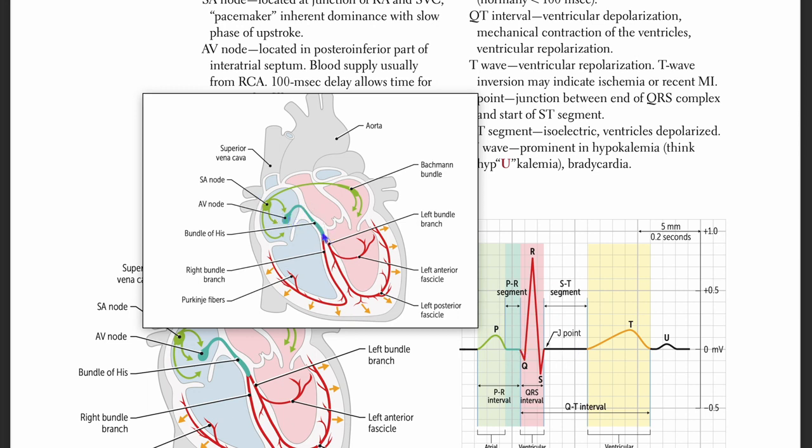So AV node to, I guess, the bundle branches, that's going to be... wait, the colors are not matching up, but this part is where the AV node sends its signal to the first part of muscle that's going to depolarize, right? Okay, so after that it goes into the septum right here, the muscular septum. It's called the bundle of His. So from the bundle of His, then it reaches the myocytes, right?